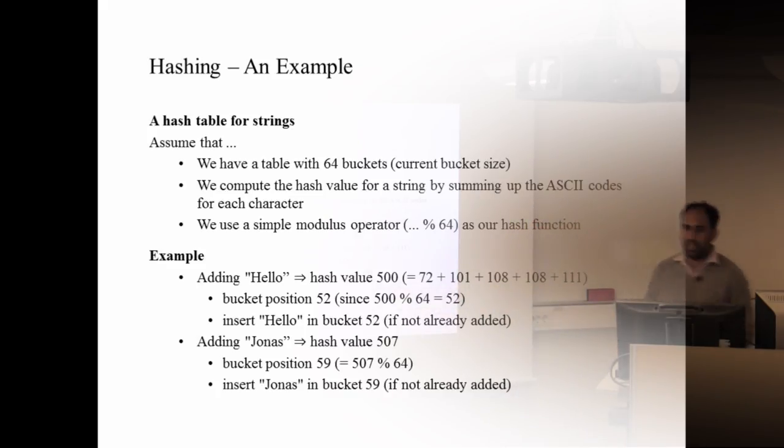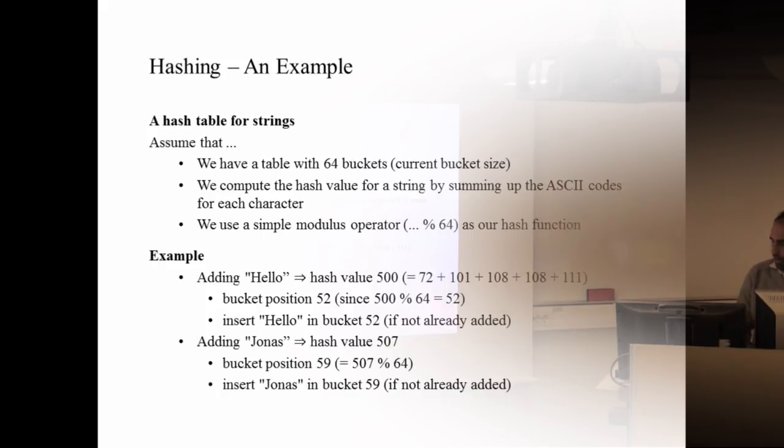So here is an example. If we're trying to add hello, we add the ASCII codes for each of the characters. For example, the ASCII code for H is 72, for E is 101, and so on up to O. We add all these ASCII codes together, and the value is equal to 500. Then to find the bucket position, we divide this value 500 by the size of the hash table. In this case, the size is 64, and this gives us the value 52, and we use this 52 as the position.